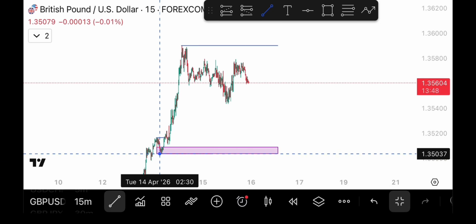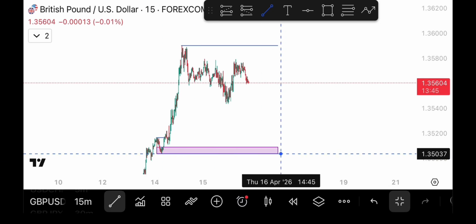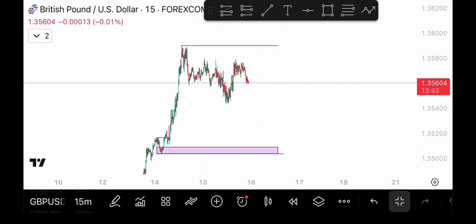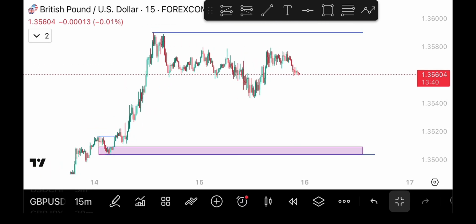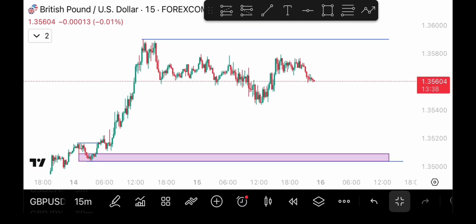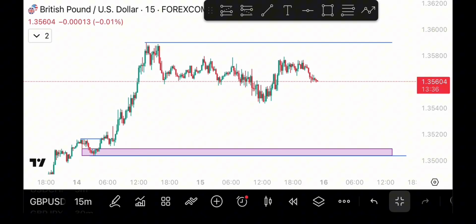So if price does not tap into our POI, or if price goes ahead to give us another higher high, then we'll be looking to mark another zone. But for now, that zone still remains valid. So we hope that price goes into it.